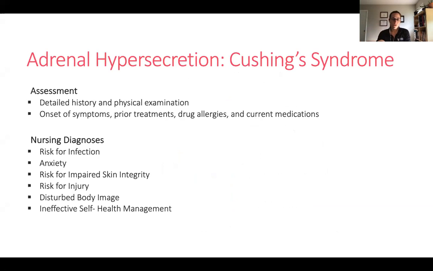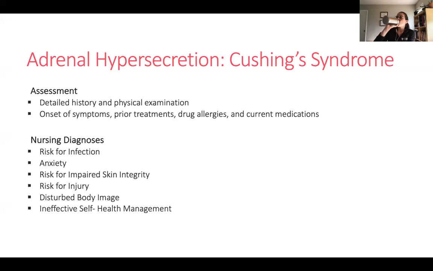And then you want to know, as far as their history, when did these symptoms start, if they had any prior treatments with steroids. Do they have to take them long term for any other disease, because that is the primary cause of Cushing's. As far as nursing diagnoses, risk for infection, that is because they have decreased resistance to infection, and that is with anybody that has to take corticosteroids for a long time. That is one of the effects.